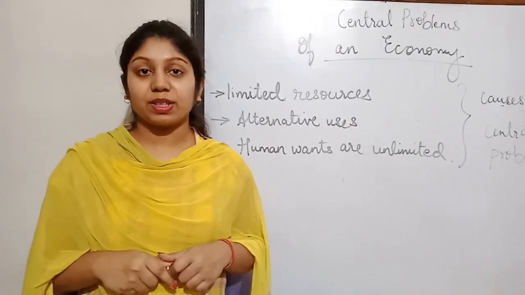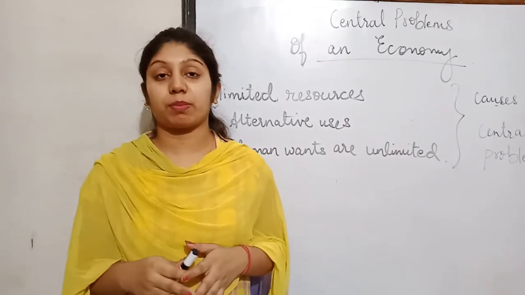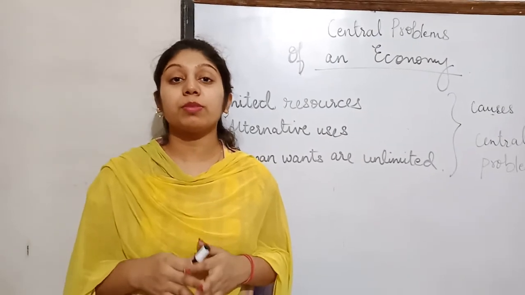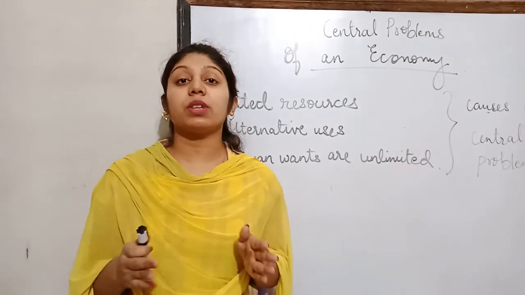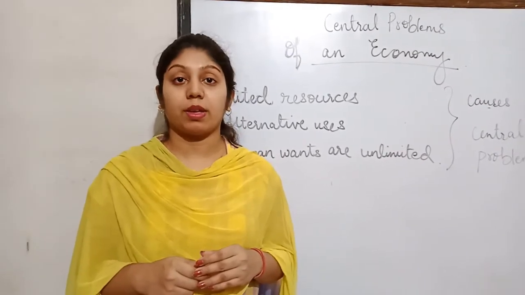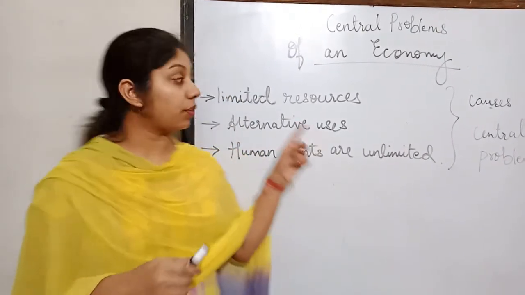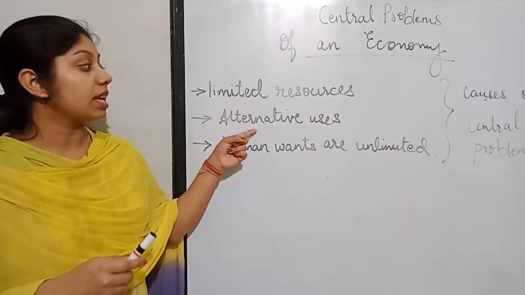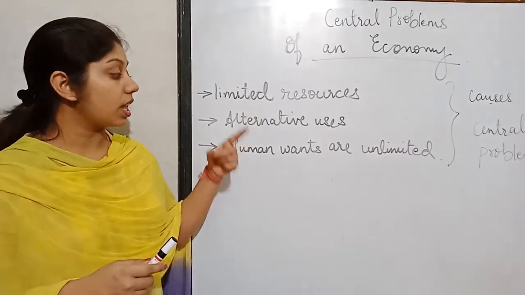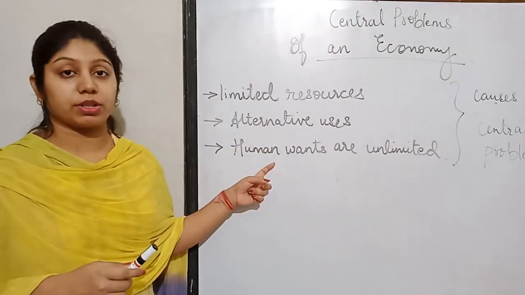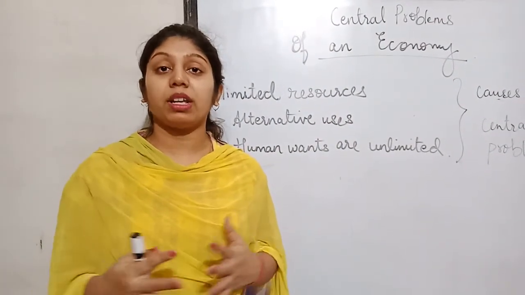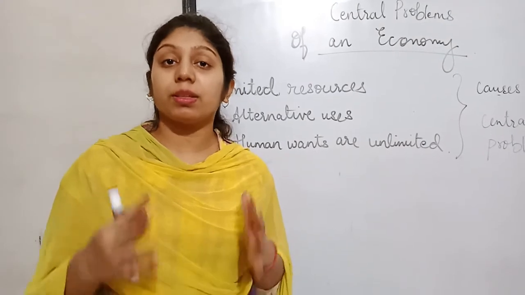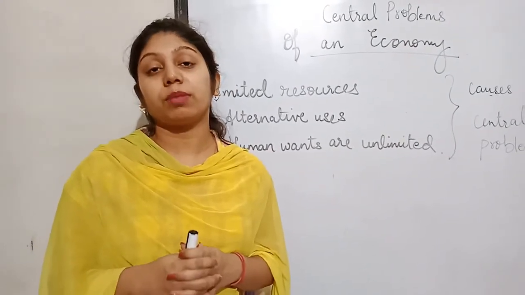Hello class 11th. Today we are going to start with our next chapter, that is central problems of an economy. As discussed in the earlier video, we have seen why an economic problem arises because of three reasons. The first being limited resources, second alternative uses, third human wants are unlimited. Be it any country, say India or USA or Japan, all countries face similar types of central problems.